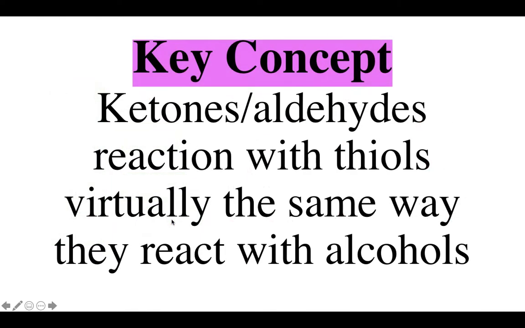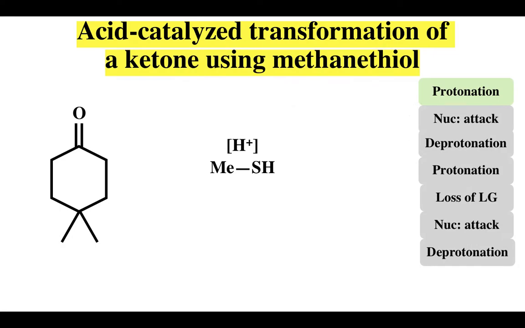I hope you can, because ketones and aldehydes will react with thiols, which are sulfur-containing compounds, in virtually the same way that they react with alcohols. So let's observe those mechanisms. The first one is going to be acid catalyzed transformation of a ketone using methane thiol. So we saw already acid catalyzed transformation of a ketone or an aldehyde using methanol, using an alcohol. In this case, we're going to use a thiol. A thiol is like an alcohol, except it has an SH group instead of an OH group.